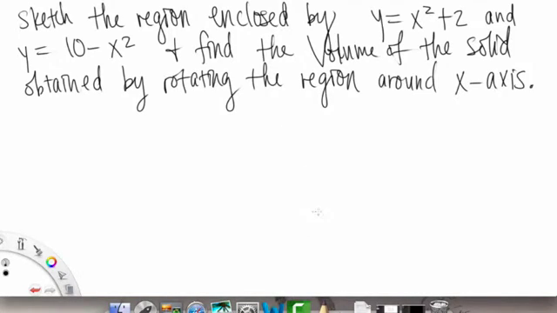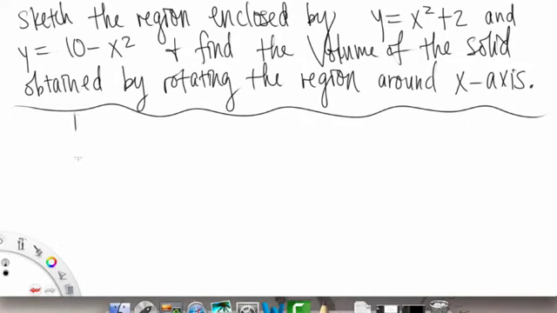Okay, for this question, we're going to sketch the region enclosed by y equals x squared plus 2 and y equals 10 minus x squared, and find the volume of the solid obtained by rotating this region around the x-axis. So first of all, we're just going to sketch and see what we're looking at.